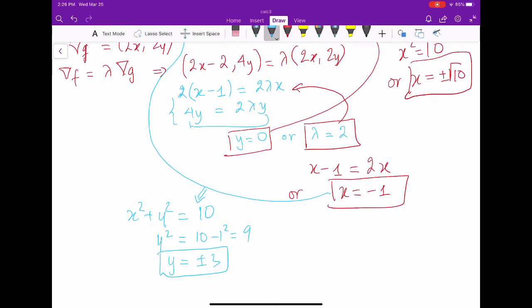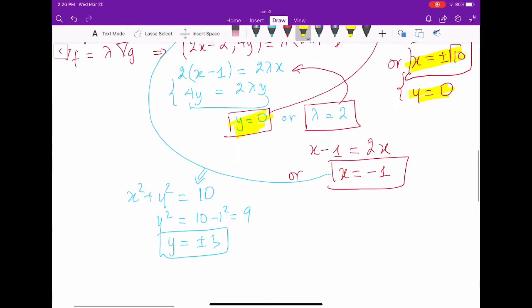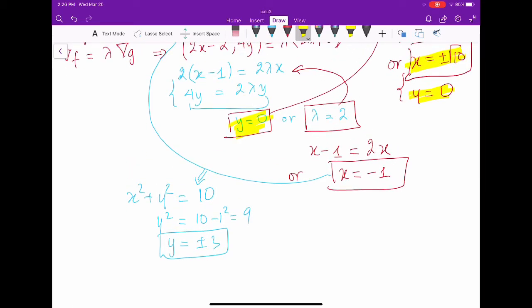Okay, let me summarize this. So what points do we get, right? The first is x equal to plus minus square root of 10 and y equal to 0. So I will copy it right here. We have 2 points in this case. And in the second case, we have other 2 points when x equal to -1 and y equal to plus minus 3. So basically, I'll copy right here, y equal to plus minus 3. So on the boundary, we have 4 points, right?